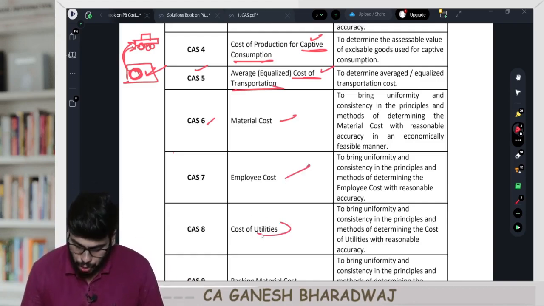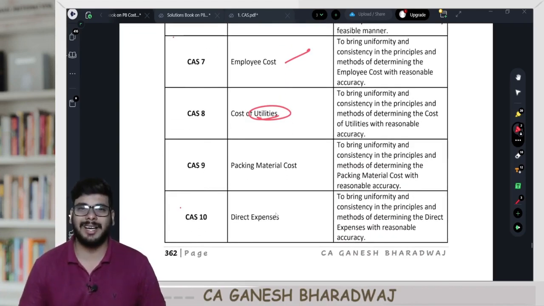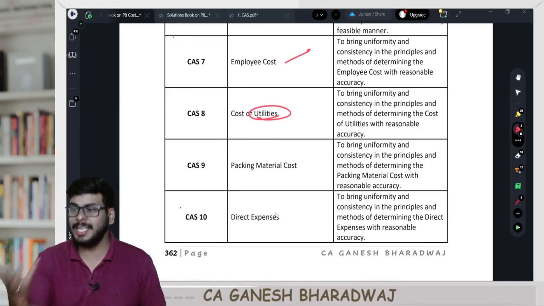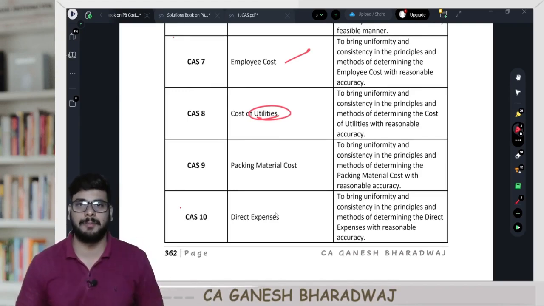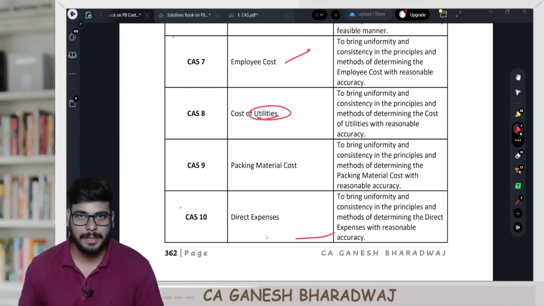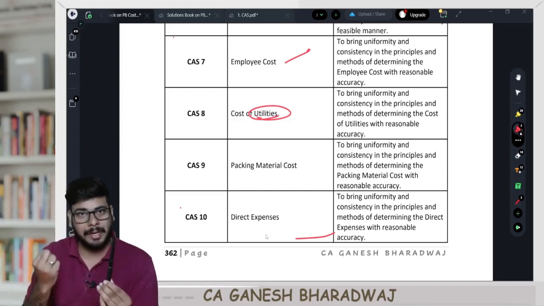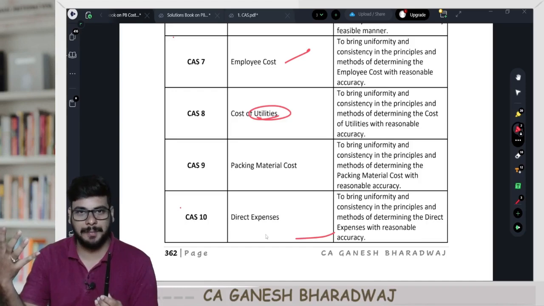CAS number 8, cost of utilities. So what do you mean by utilities? Utilities are certain items which are used for the purpose of my production. However, these items cannot be seen in my final product. Example: let's say I'm in the business of manufacturing pens. For me to manufacture the pen, I would have consumed power. So power is a utility. Power cost is a utility.